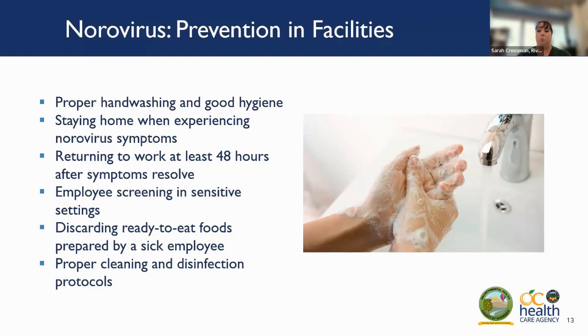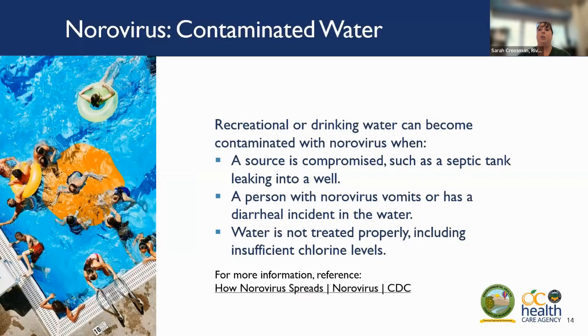Even with strong prevention practices in place, norovirus can still find its way from the outside in, especially through contaminated water. So now let's shift a little bit and talk about how norovirus can get into recreational and drinking water and why this matters for our camp environments. Both recreational water and drinking water can be contaminated with norovirus, and contamination can happen in several ways.